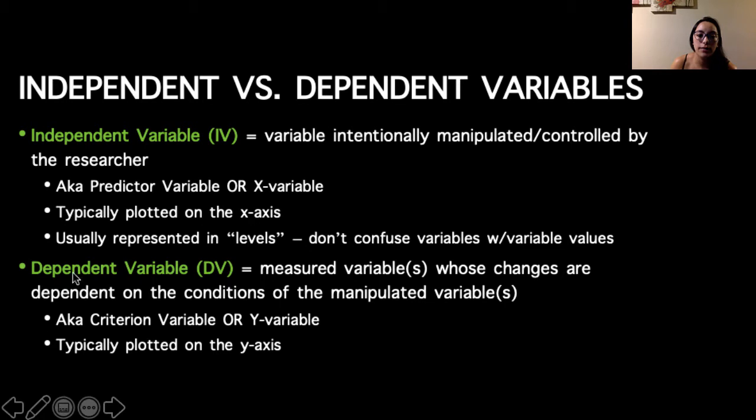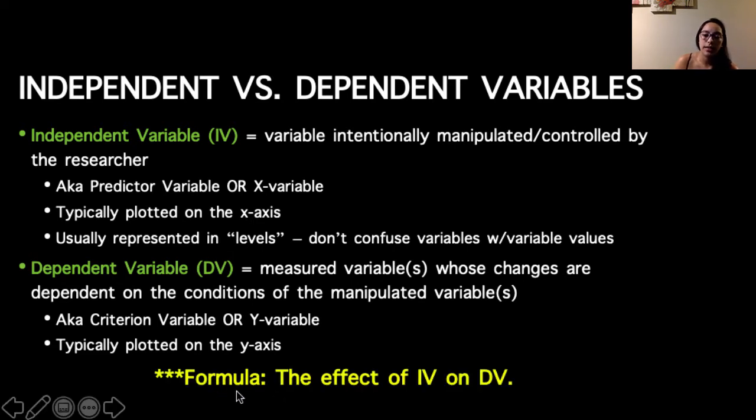Oftentimes our dependent variable is also referred to as the criterion variable or a y variable because it is plotted on the y-axis. A nice way to think about independent versus dependent variables is to put them in this little formula, saying that the independent variable has some type of effect on the dependent variable. So whatever your manipulation is, that should have an effect. Sometimes this is also a relationship, again, if we're looking at correlations or regressions, but it's always how does the independent variable impact the dependent variable in some way, shape, or form.